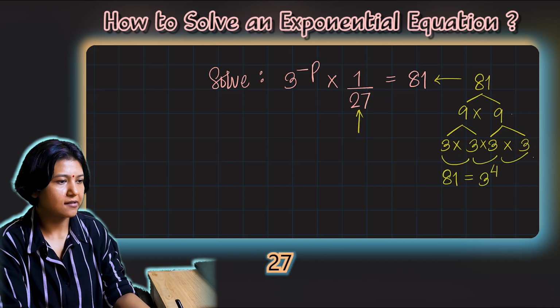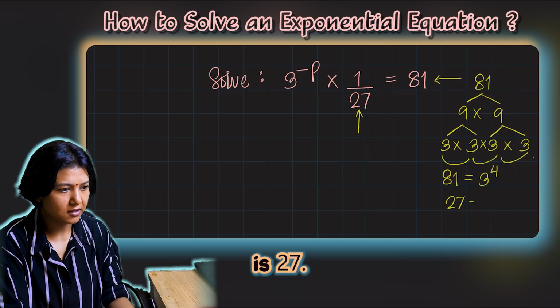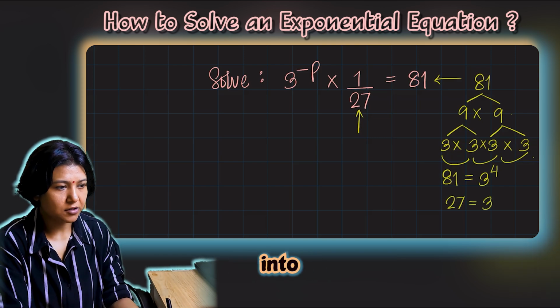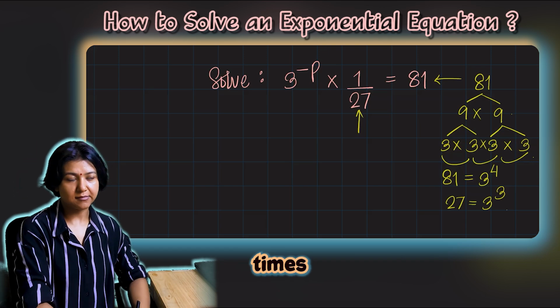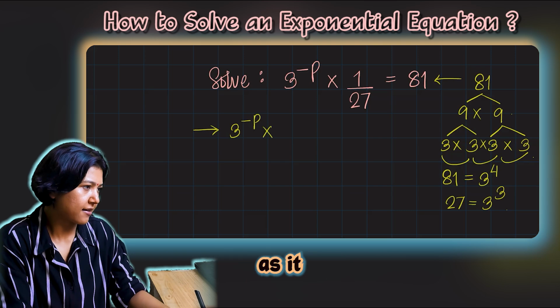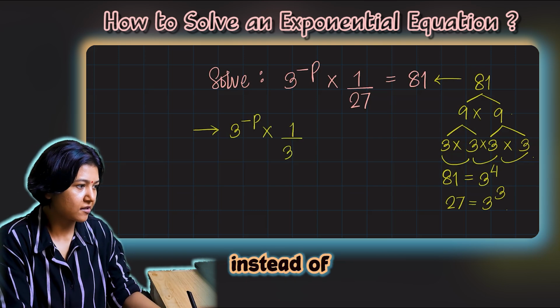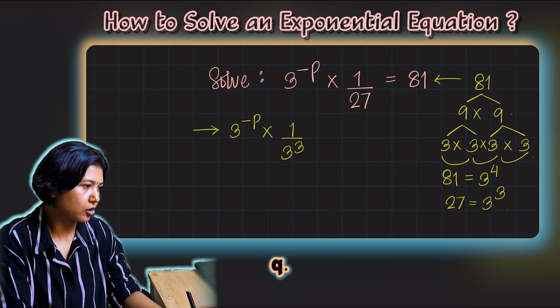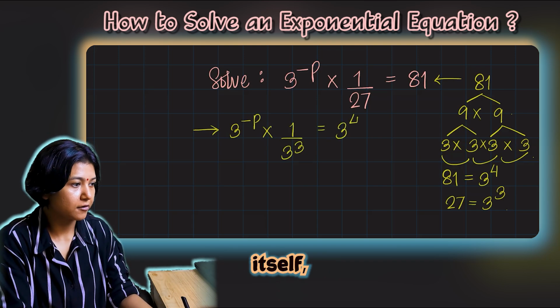Similarly, think about 27. 27 comes in the table of 9 again. 9 into 3 is 27. And you know 9 is 3 squared. 3 into 3, 9 into 3, 27, which means 27 is 3 times 3 times 3. 3 to the power negative p is given to us. We can keep that as it is. 27 is at the denominator, so instead of 27, I should be writing 3 cubed. Note that wherever the 27 is, I put the number there itself. And 81 is nothing but 3 to the power of 4.